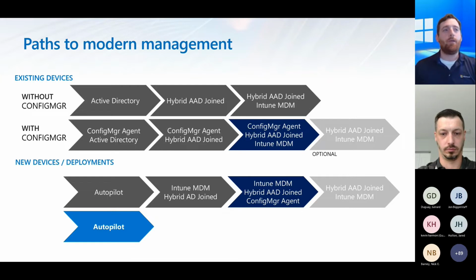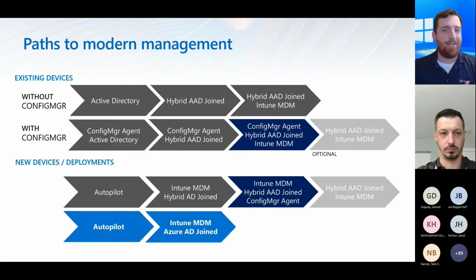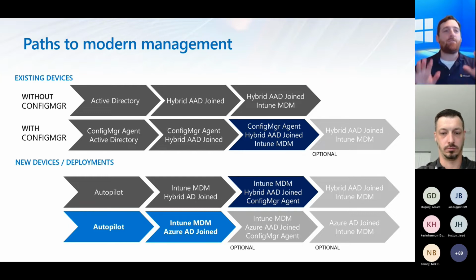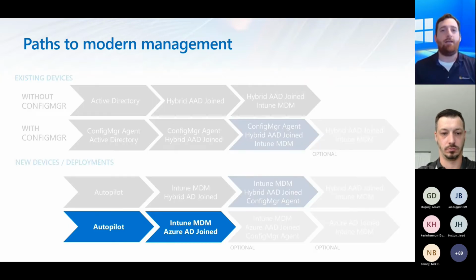and then optionally remove it if we wanted to. But what I like to focus on, especially for new devices, is Autopilot, going straight to Azure AD join, enrolled in Intune as an MDM. We could layer on the Configuration Manager agent later if we wanted to, and then we could later remove it if we need to. But it's right here. This is the focus of today, and helping you get started and how do we make the shift? How do we start thinking about things differently?